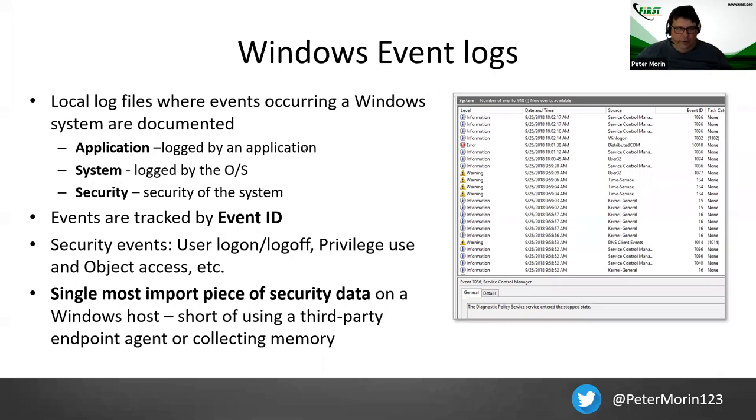Obviously we're all used to these typical event logs, the application, system and security logs. All of our events are tracked with an event ID. We do get some security events like users logging on or off, privilege use and object access. And short of anything else like third-party agents, or even things like collecting memory, it is the single most important piece of security data on a Windows host. If we're going to rely on anything, it is probably the most important piece of data we have there. The unfortunate part is it's limited. It does not have all of the details that are very important to us. And that's where Sysmon comes into place at the end of the day.